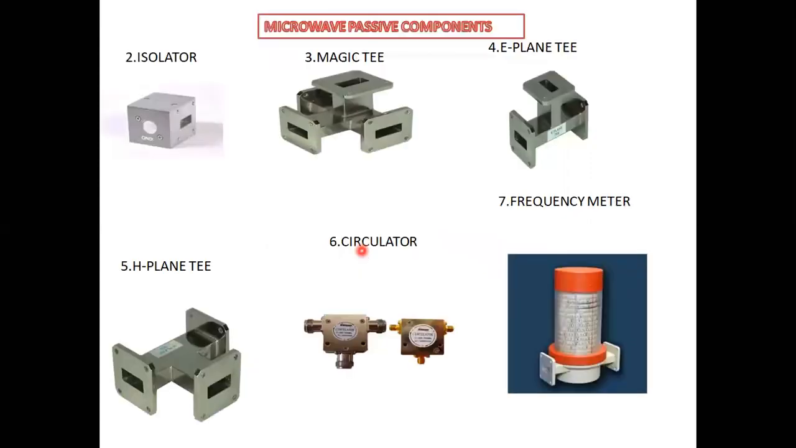And these are the various passive components. Passive components, you know, will not generate energy, they will modify the energy. This isolator will allow the power in only one direction, and this is a magic T, the combination of E plane T and H plane T. This is an E plane T, and this one is an H plane T, and this is a circulator, and this is a frequency meter.